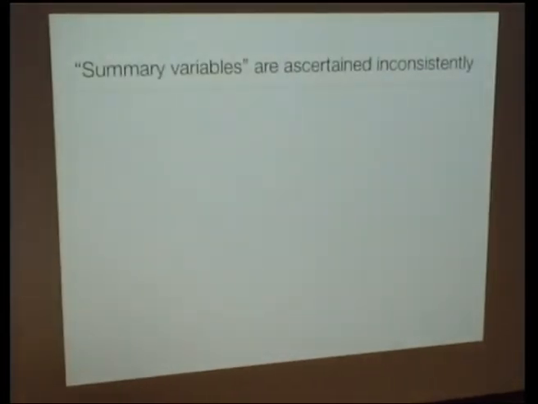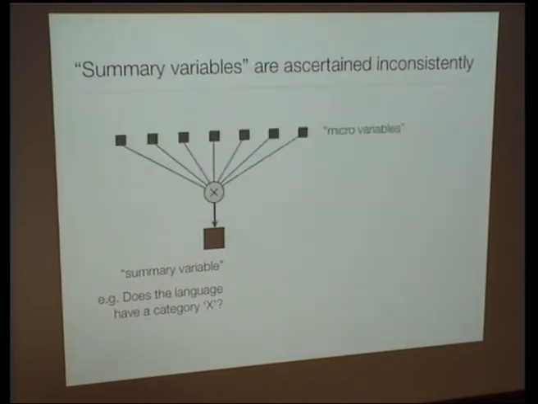Now, the problem here is that we are now building data sets that contain, again and again, what might be termed summary variables, such as, does a language have category X? The value of a summary variable like this depends in some way on a host of other underlying microvariables, where the microvariables are concerned with small empirical observations that lead a speaker to posit an abstract category, like what happens at the start of the word.